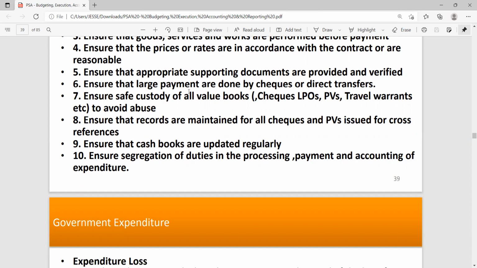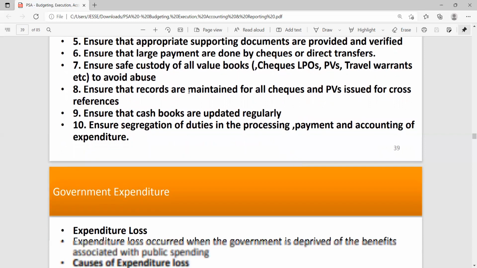The person who, for example, authorizes the expenditure should be different from the person who records the expenditure, right? Because if these two individuals are the same, then you can literally authorize any amount of expenditure and record any amount you want. You can authorize $50,000 and record $10,000 if these individuals are the same. So there should be segregation of duties to ensure proper checks and balances.